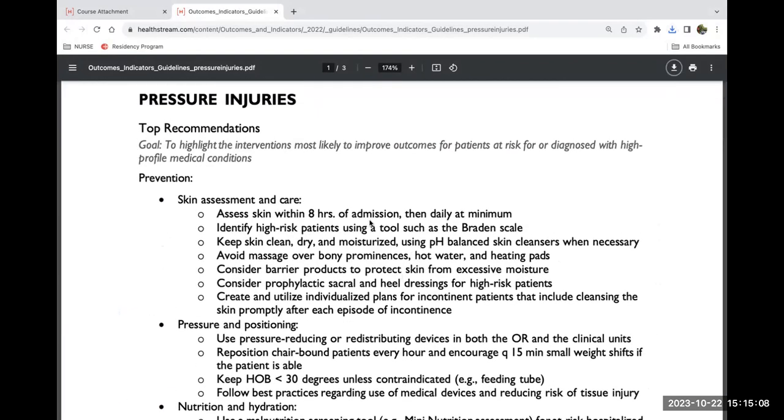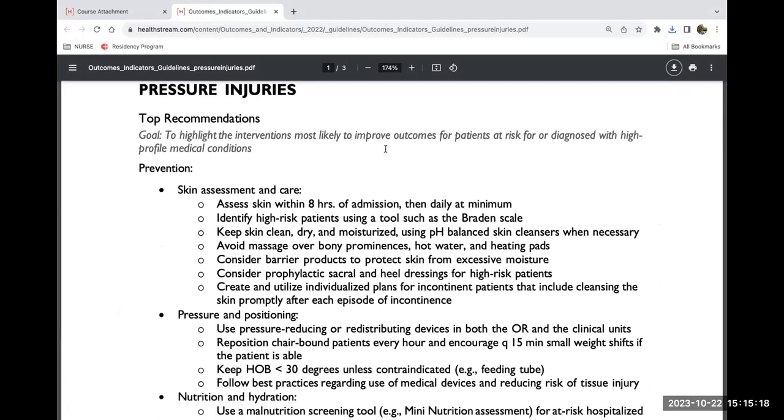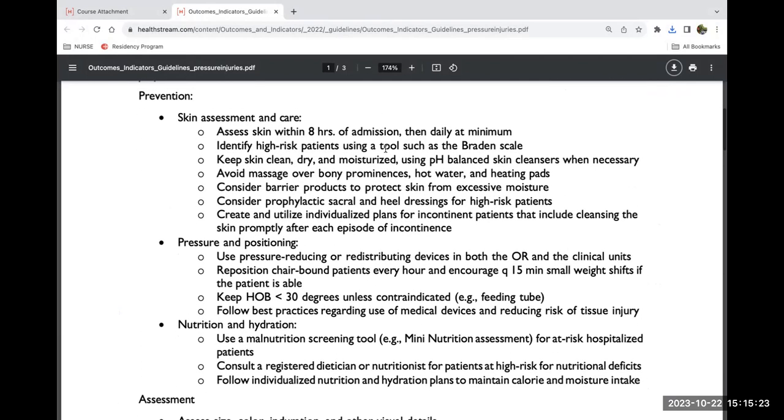Pressure injuries, top recommendations. The goal is to highlight interventions most likely to improve outcomes for patients at risk for or diagnosed with high profile medical conditions. Prevention, skin assessment and care. Assess skin within 8 hours of admission, then daily at minimum. Identify high risk patients using a tool such as the Braden scale.